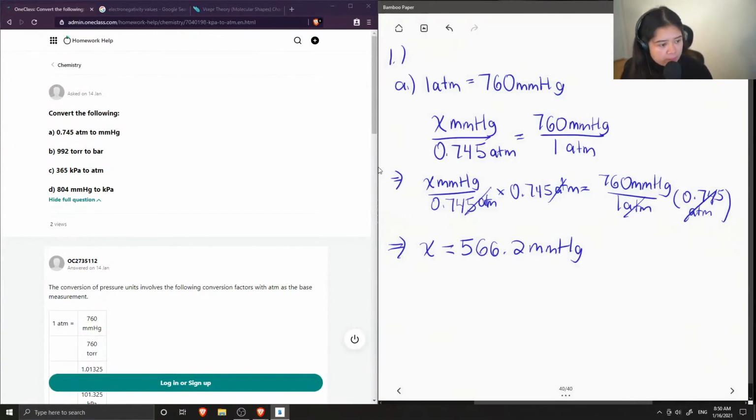So now let's do the same thing for B: 992 torr to bar. Okay, so we know how to convert from torr to atm, which is actually the same as converting from atm to millimeters of mercury, in which 1 atm is equal to 760 torr. So let me write that down.